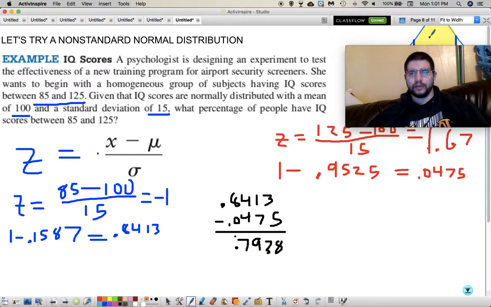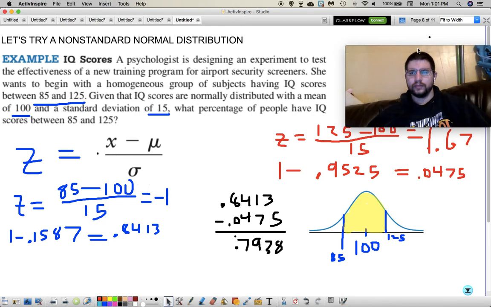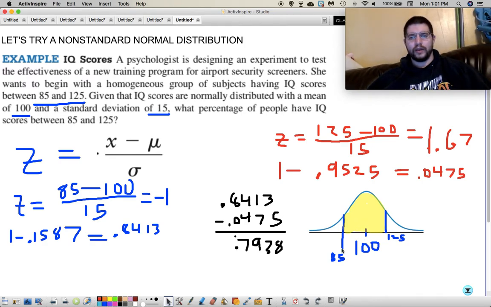So let me move me for a second. There's our shaded region here. The probability of someone having an IQ score between 85 and 125 is 79.38%.